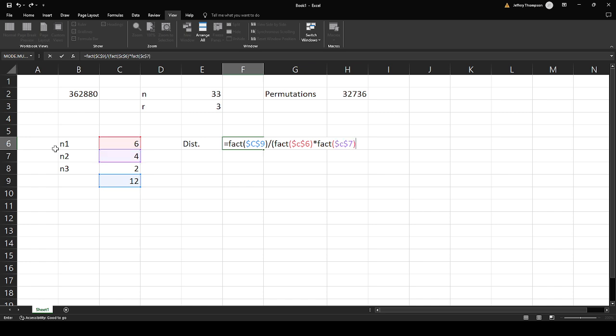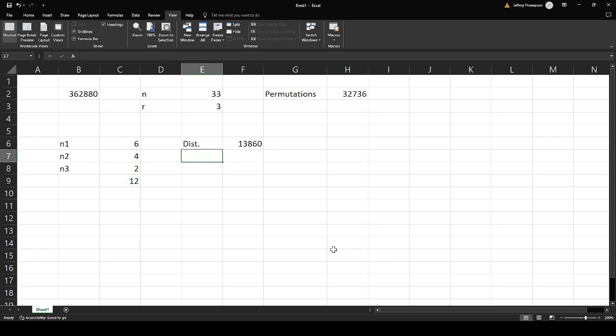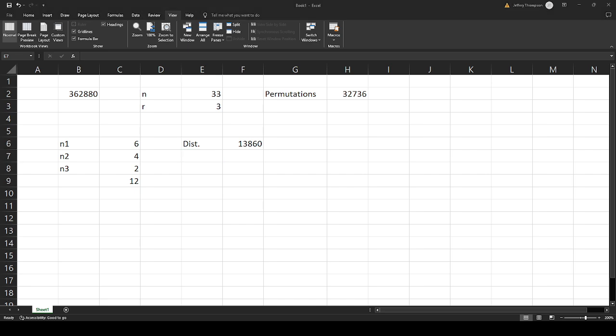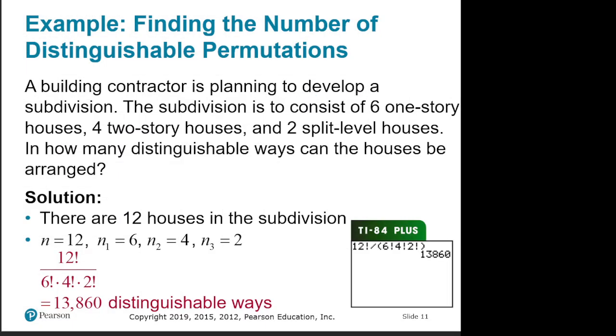And then I'm going to multiply that by the factorial of C8. And I'm going to close out my parentheses for the division. I need this parentheses in the bottom here so that it does all these multiplications before doing the division. And I get the answer that I would have gotten using the TI-84 or any other technology. And so Excel as a calculator works really nicely for us.